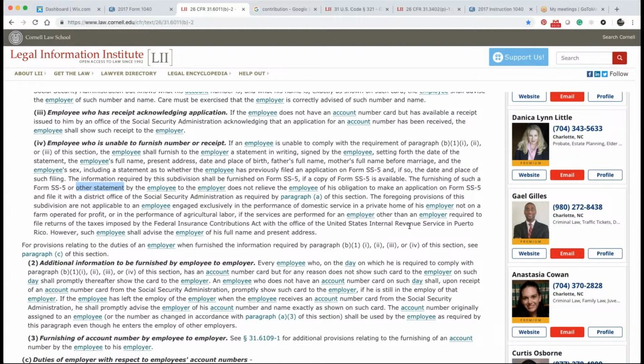Now, didn't they just show you that the United States Internal Revenue Service is in where? Puerto Rico. It just showed you that. All right, I wanted y'all to pay attention to the other statements. So you can give your employer a statement as to why you don't have an account number, aka Social Security number.